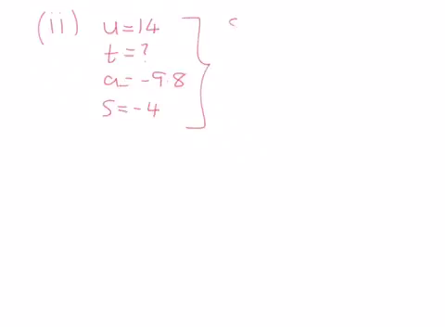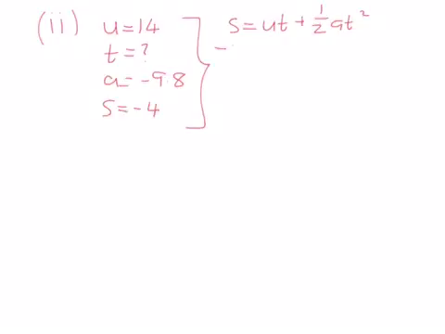The other way to do part 2 is just to look at the whole journey together. So we know that the initial velocity is going to be 14. We don't know the final velocity, but we don't need it either. We're looking for the time. The acceleration is going to be minus 9.8, as we throw it up, and then the displacement is going to be negative 4, since our final destination will be 4 meters below where we started. So we'll be able to use s equals ut plus a half at squared.